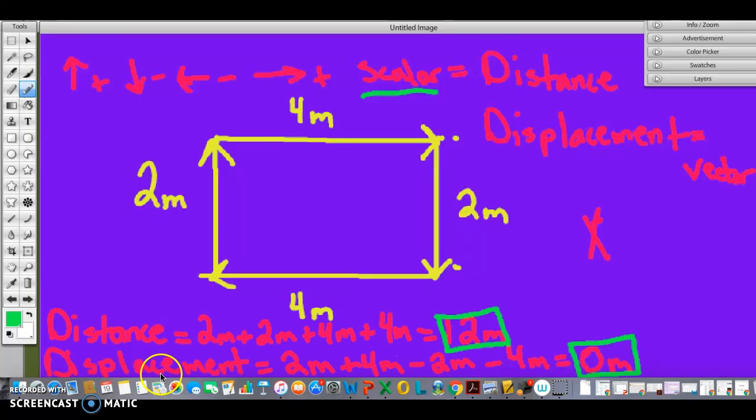But if we ask about the displacement, we have to account for the direction, which is going to be positive 2 plus a positive 4 minus a 2 minus a 4, which equals 0. So we see that the distance is 12 meters and the displacement is 0, which goes over what we just went over.